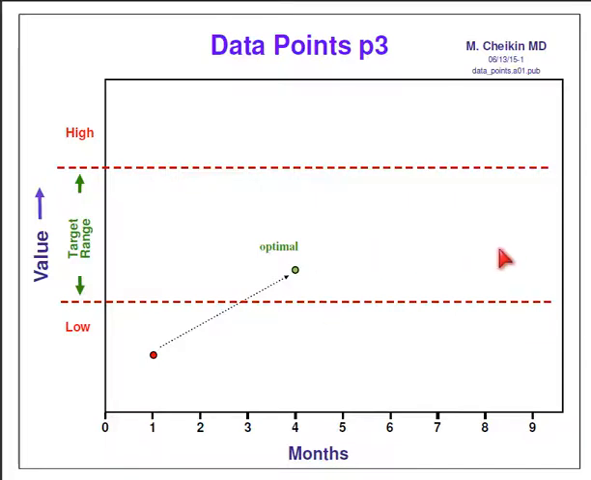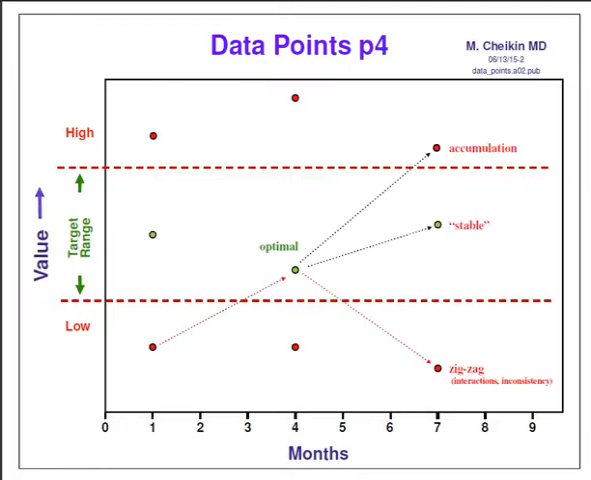Okay, so now 3 months more go by, and we repeat the values. And this is what we might see. We could either go from optimal and stay within optimal, which we would call stable. We can go high, which means that we've accumulated whatever this is, and we need to slow it down or reduce dose or something like that, let's say with vitamin D. Or we can actually see the value go back down to the same initial value or even worse.